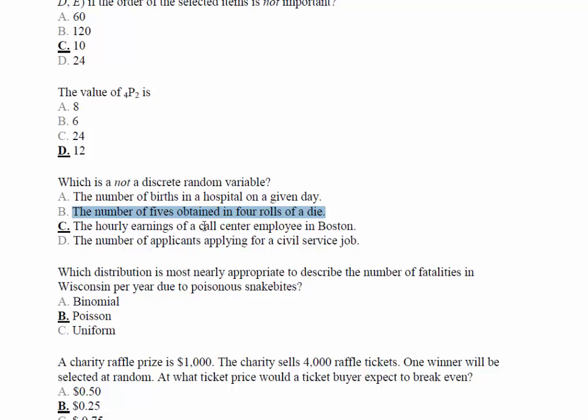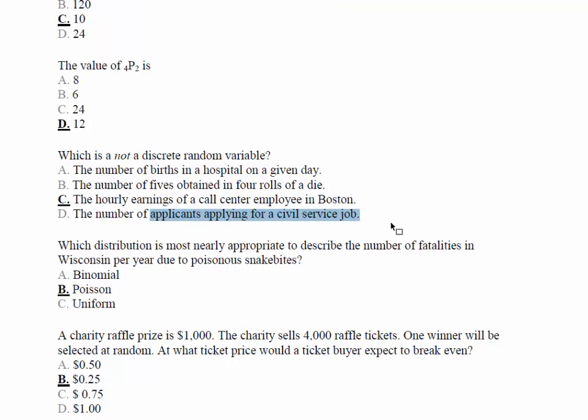The hourly earnings of a call center employee in Boston could be $10.50 an hour, etc., so that is not discrete. The number of applicants applying for a job has to be a whole number, since we cannot have 1.2 persons. Therefore, the correct answer is C.